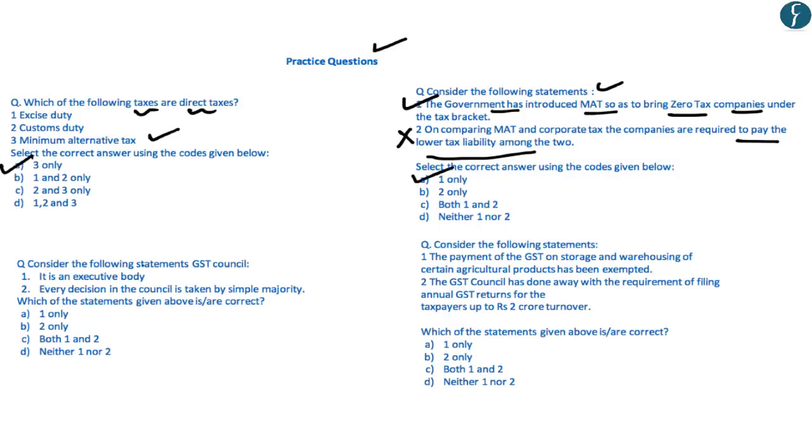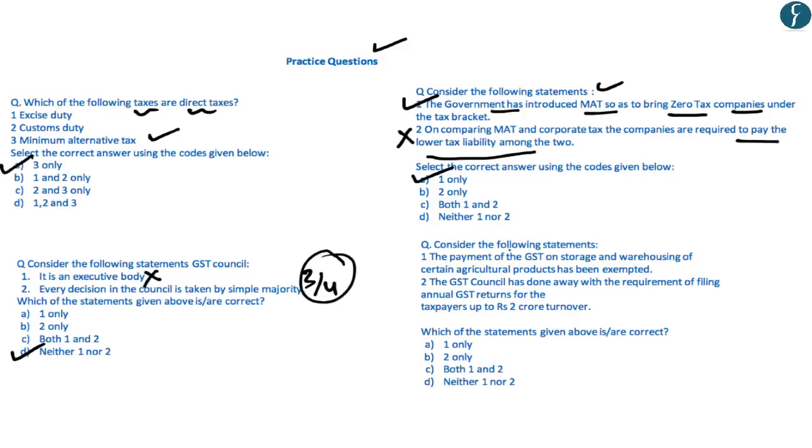Consider the following statements. GST Council. First, it is an executive body, and second, every decision in the council is taken by simple majority. Both the statements are incorrect as it is not an executive body, it's a constitutional body, and every decision is not taken by simple majority. We take 3/4 of the total votes. So both the statements are incorrect and answer is D, neither one nor two.